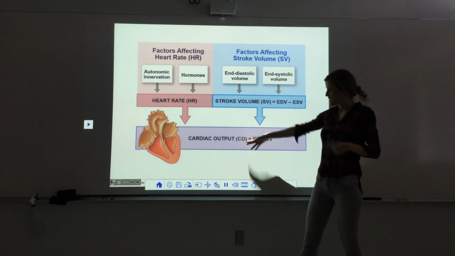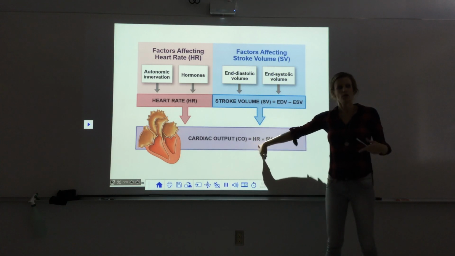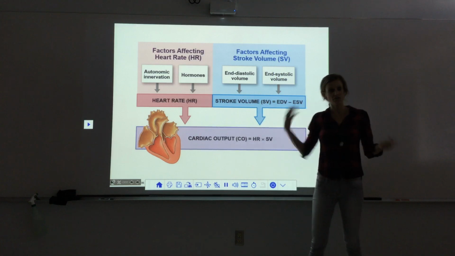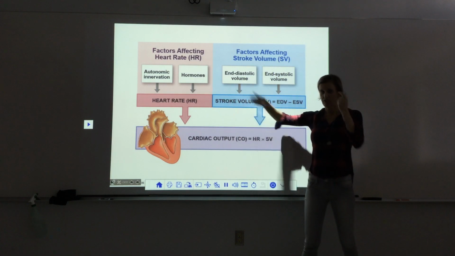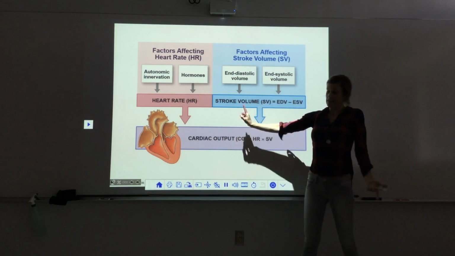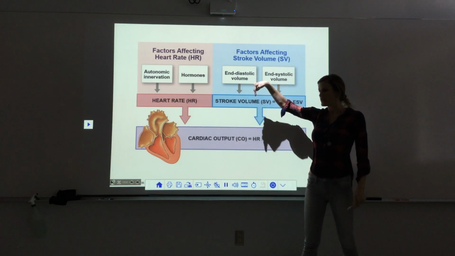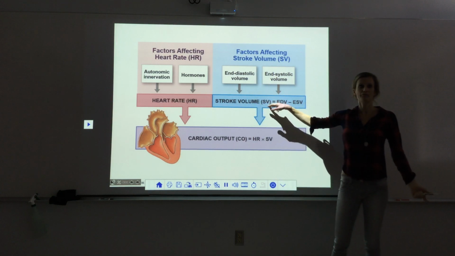We can alter cardiac output by altering either one of these components. We can change the heart rate. If we change heart rate, obviously that's going to change cardiac output. They're going to vary the same. If we increase heart rate, what would we do to cardiac output? Increase it. If we decrease heart rate, what would we do to cardiac output? Decrease it.